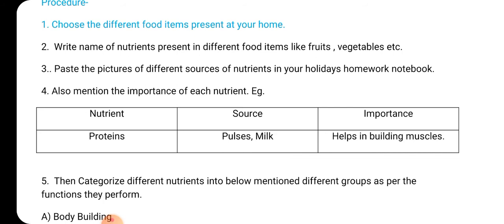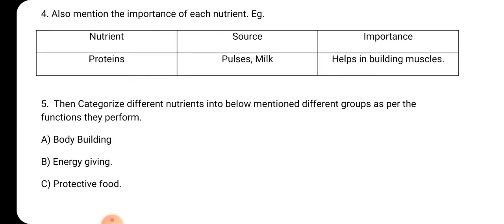First of all you will write down the name of the nutrient, like I have written proteins, and then the source, like I have taken from my home pulses and milk, in which proteins are present. I have written pulses and milk here, but you will not write, you will paste the pictures of pulses and milk. After that you will write the importance of the nutrient, that is, why proteins are important. Clear everyone?